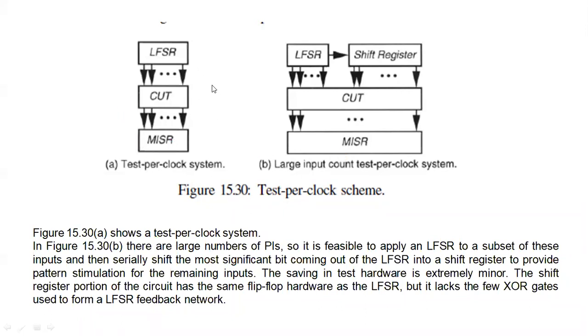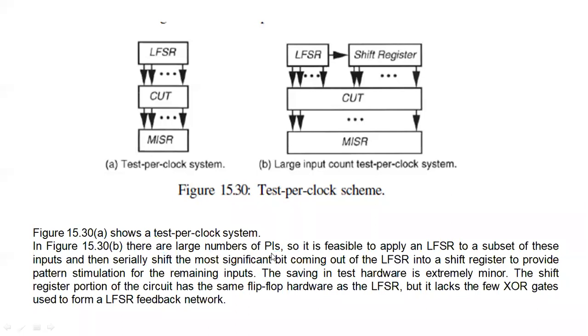This is one operation. We have a test per clock system. In the same way, consider a large input count test per clock system. If you have a number of input patterns to be applied within the built-in self-test or test per clock system, what happens? You have the LFSR, and also a shift register. All these are connected to the circuit under test, and from there to the MISR. You can see both figure representations given here.